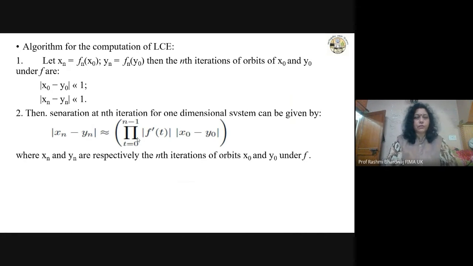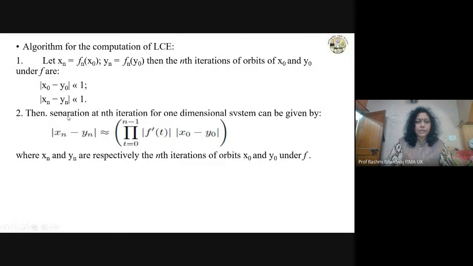This is the algorithm for calculation of the Lyapunov characteristic exponent, and for this I gave the program completely, which is given by Wolf. Let xn equal fn of x naught, meaning xn is the series of points depending on the initial condition x naught, and yn is another series dependent on the variable y naught. This gives the nth iteration of the orbit of x naught and y naught under the function f, and the conditions are such that the initial values are very close, meaning x naught minus y naught is small. In the same way, if xn minus yn remains close, then we say that these follow the condition of stability.